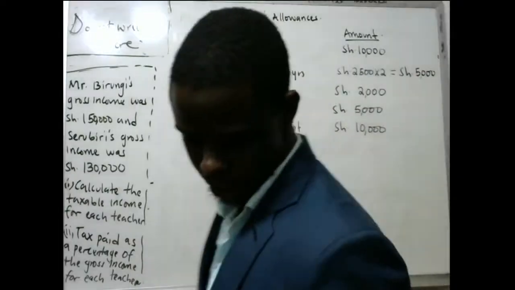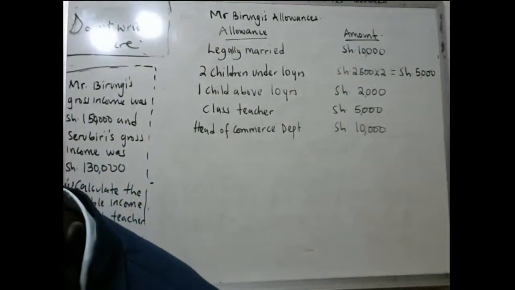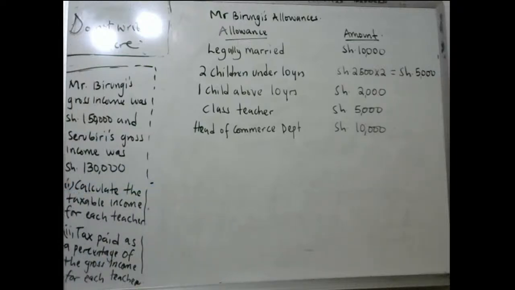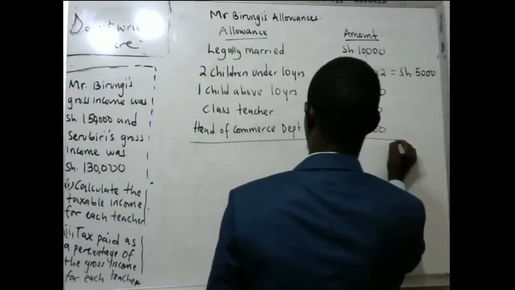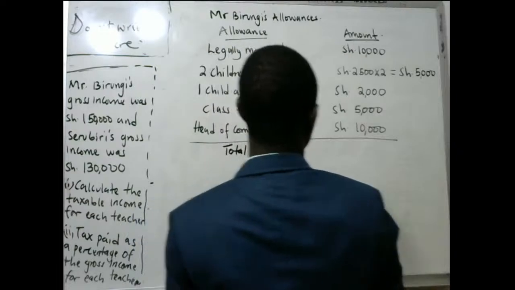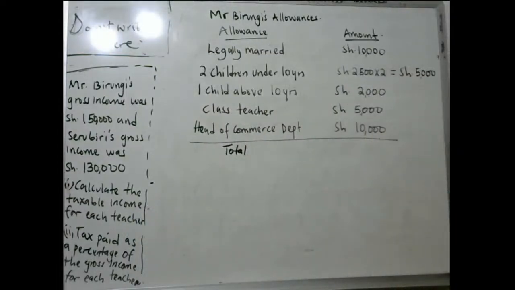So, do you have any other thing that we are leaving for Mr. Birungi? I don't think so. We've at least looked at all the allowances he's entitled to. So we look at the total allowances for Mr. Birungi. We say total. And what is going to be the total allowances? 10,000 plus 5,000, that is 15, not so? Plus 2,000, 17. Plus other 5,000.